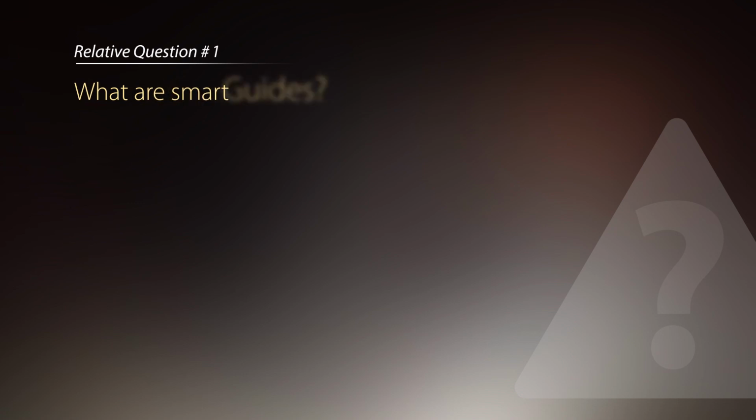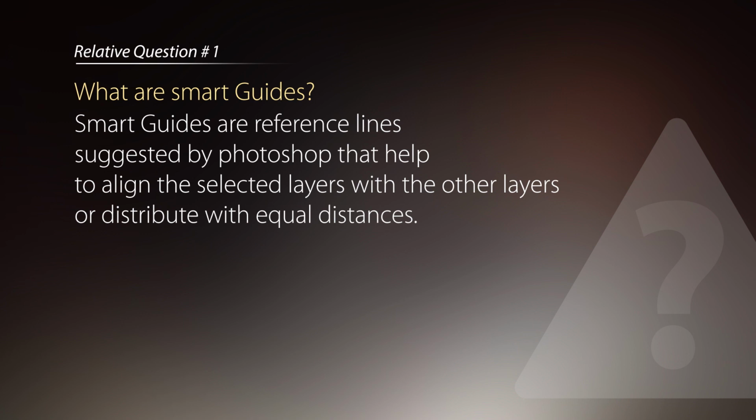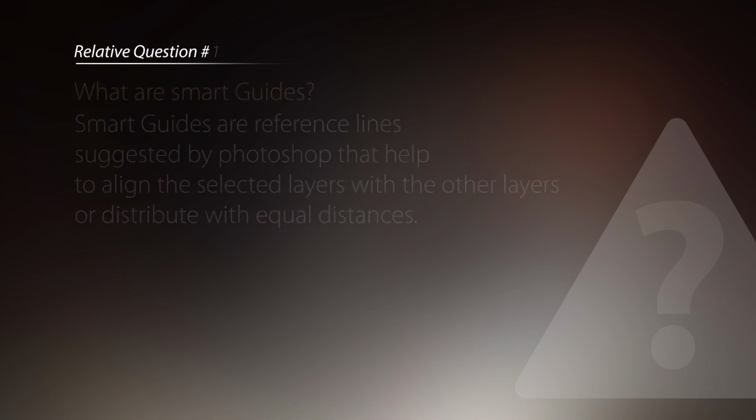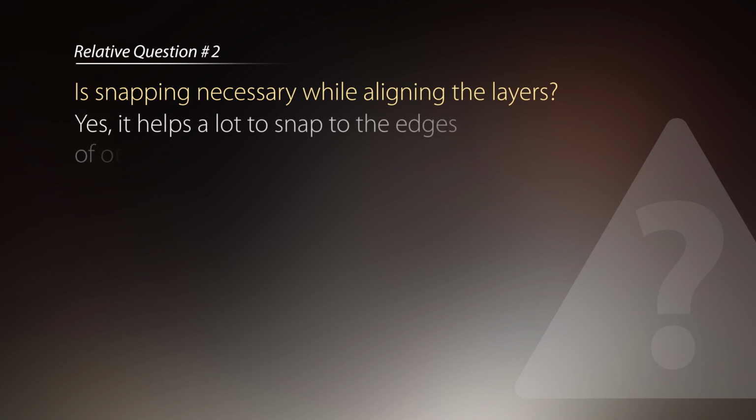Now let's talk about relative questions. So the question is, what are smart guides? Smart guides are reference lines suggested by Photoshop that help to align the selected layers with the other layers or distribute with equal distances. The next question is, is snapping necessary while aligning the layers? Yes, it helps a lot to snap to the edges of other references.